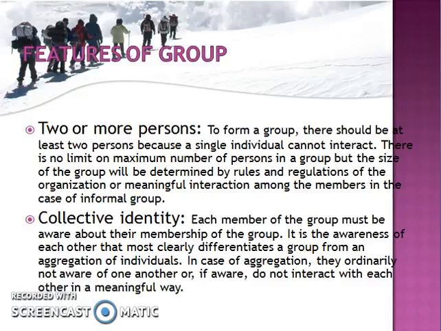Features of a group. Two or more persons. To form a group, there should be at least two persons because a single individual cannot interact. There is no limit on the maximum number of persons in a group, but the size of the group will be determined by rules and regulations of the organization, or meaningful interaction among the members in the case of an informal group.